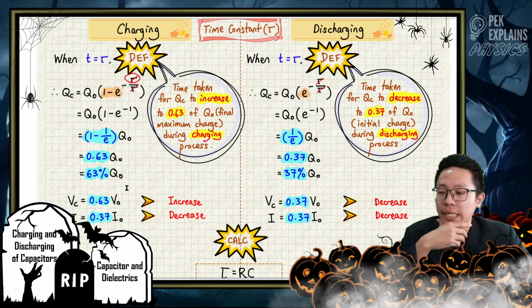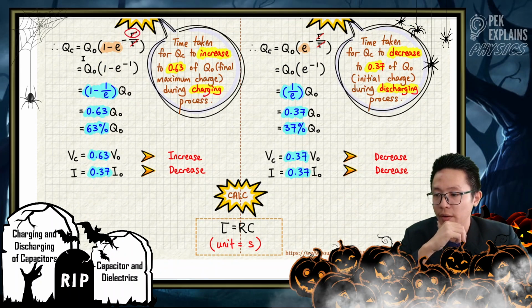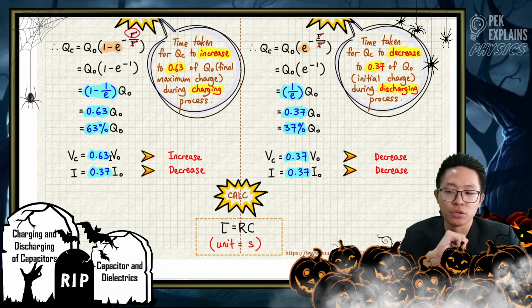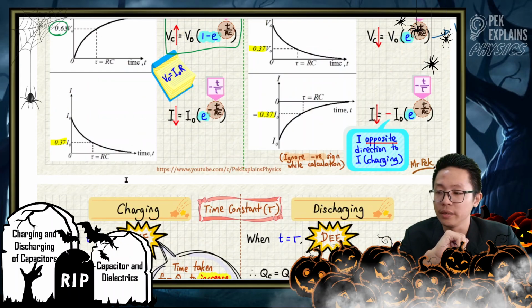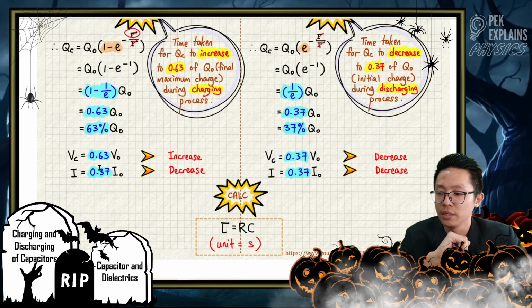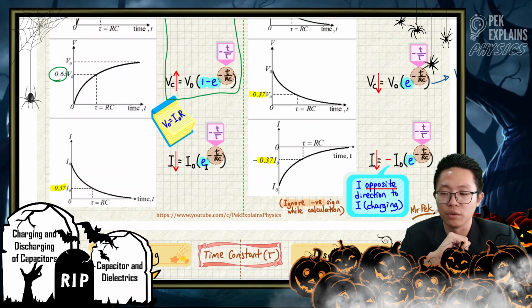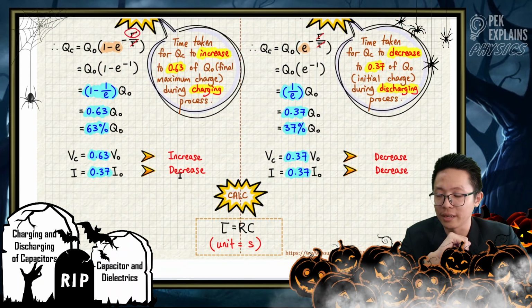Okay. For voltage also, because we know that the charge increases, that's why I use 0.63. Voltage also increases, that's why also 0.63. But for the current, the formula is using the epsilon. Voltage just now is 1 minus epsilon, that's why also 0.63. But for the current it is the epsilon formula. Epsilon is decreasing, it decreases to 0.37. Well, how do we get this 0.37?